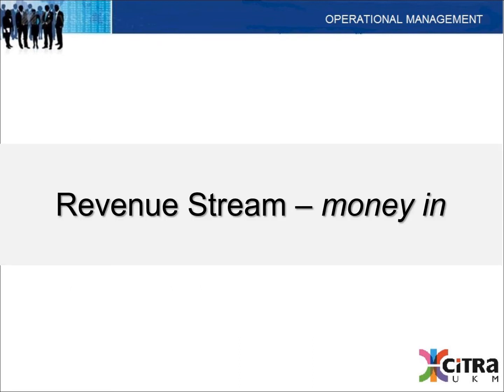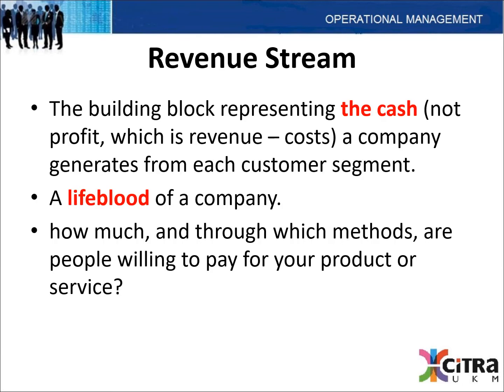Now we go to the revenue stream, or what we call money in. The revenue stream is a building block representing the cash, so normally it is not profit, that a company generates from each customer segment. Generally it is made up of either recurring revenue, transaction-based revenue, project revenue, and so on and so forth. The revenue stream is the lifeblood of the company, meaning that it is very important.